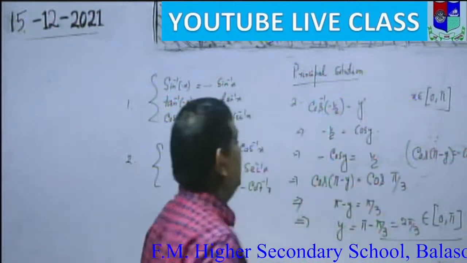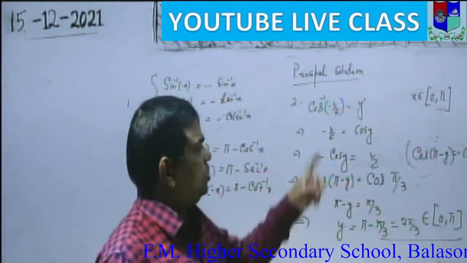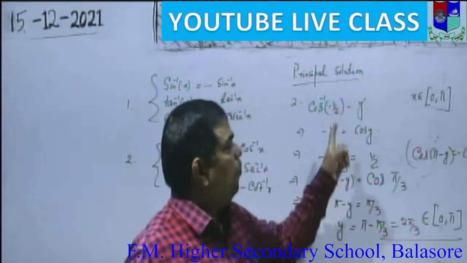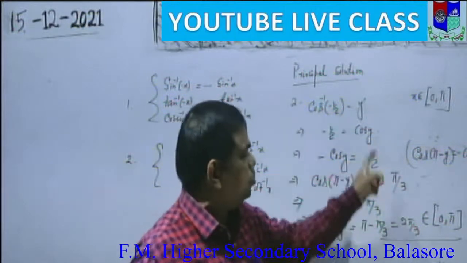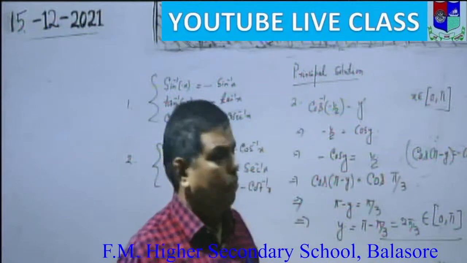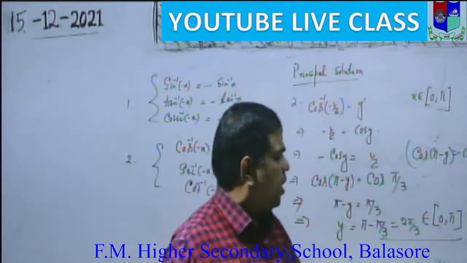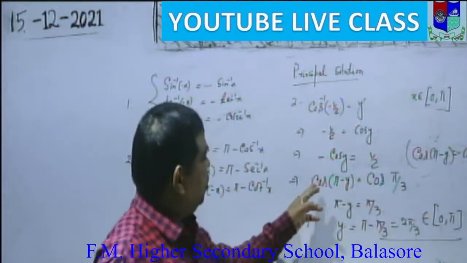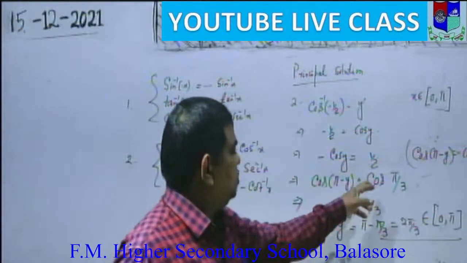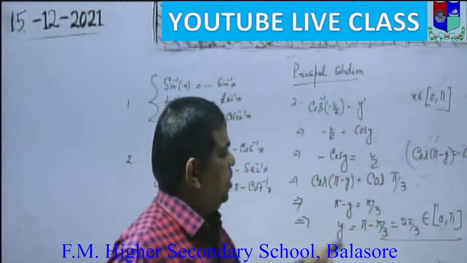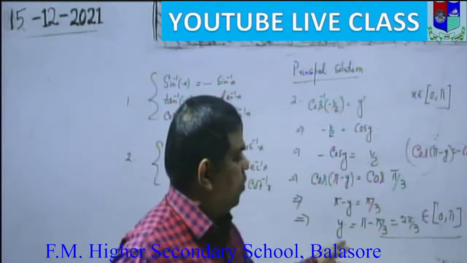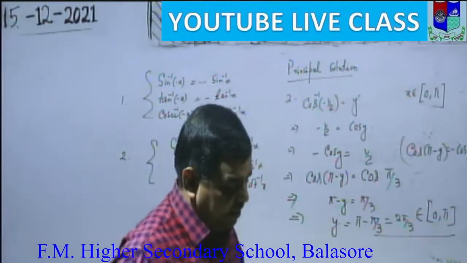Your angle is 0 to pi. Cos inverse minus 1 by 2, say it is y. Minus 1 by 2 is cos y. This is minus, so taking the minus to the other side, minus cos y is equal to half. Your minus cos y is cos of pi minus y, which is equal to cos pi by 3. Your pi minus y is pi by 3. From this we conclude y is 2 pi by 3.